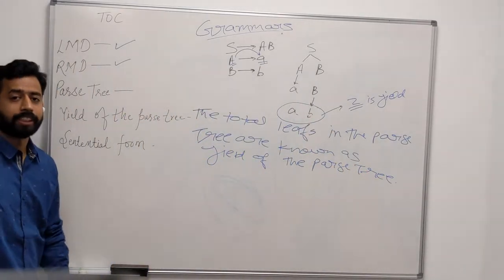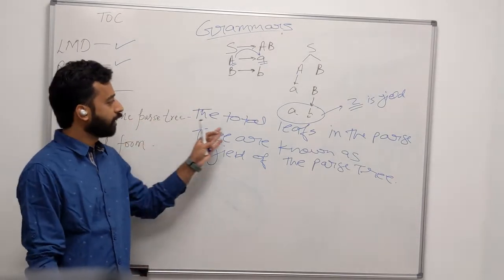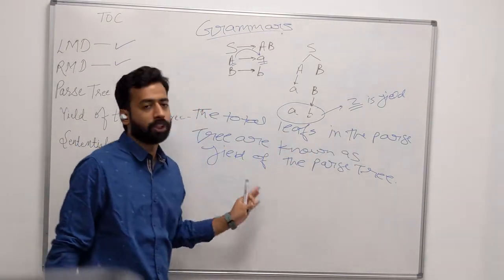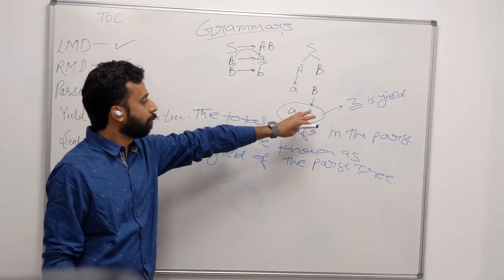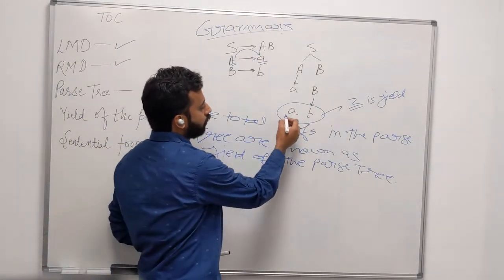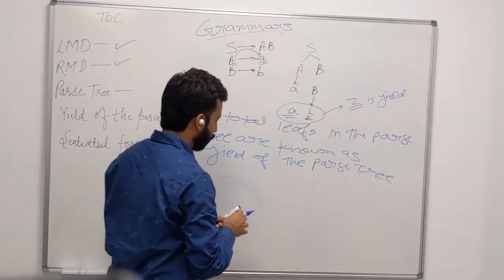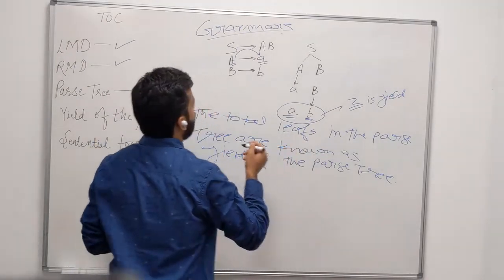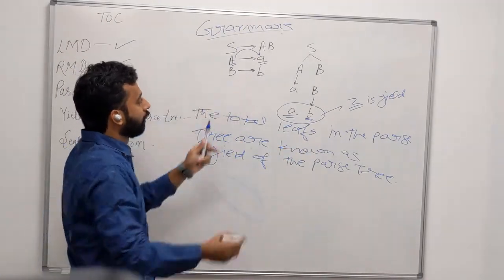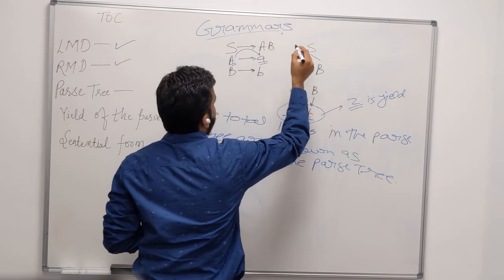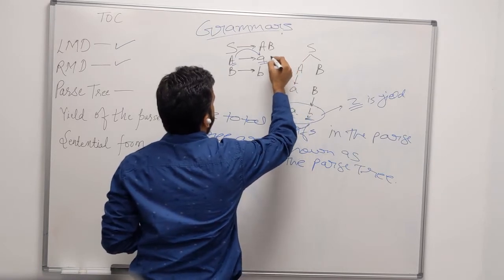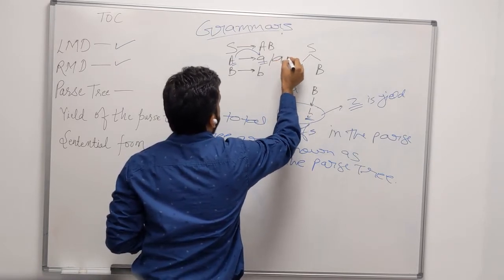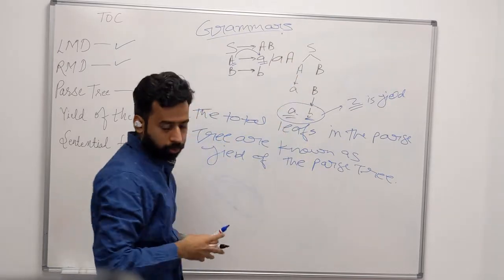Okay. Now what is sentential form? So this is the definition of yield, that the total leaves in the parse tree are known as the yield of the parse tree. So how many total leaf nodes are there? This one is one leaf node, this one is another leaf node. Okay, let me give you another example. For example, I am modifying this grammar a little bit.